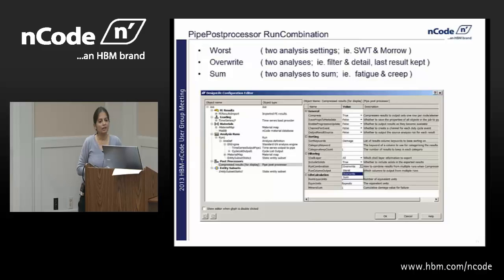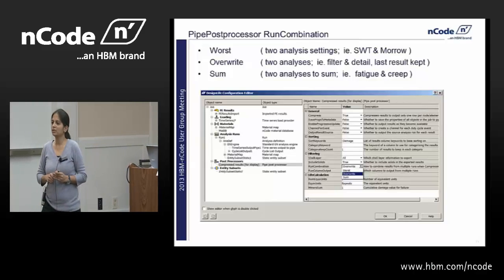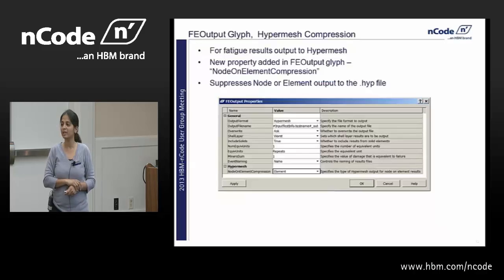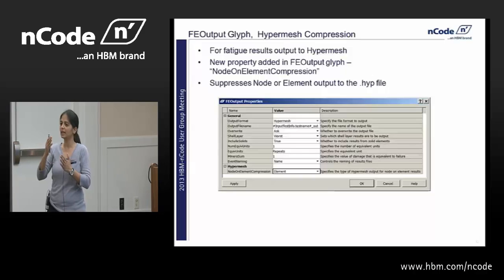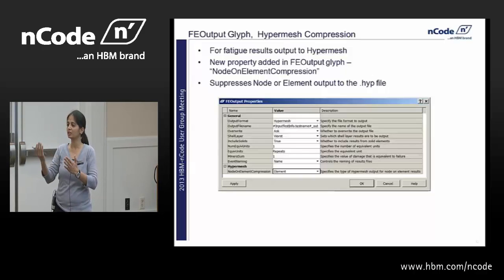All right, next has to do with the output. So output for Hypermesh specifically. In version 9, we've added a new property to the FEOutput glyph called node on element compression. What this means is that when you do fatigue calculations that write out node on element results, for example, if there is a node that is shared by 4 elements, each element's contribution is a separate damage calculation. So you will end up with 4 answers for damage at that node that is shared by 4 elements.